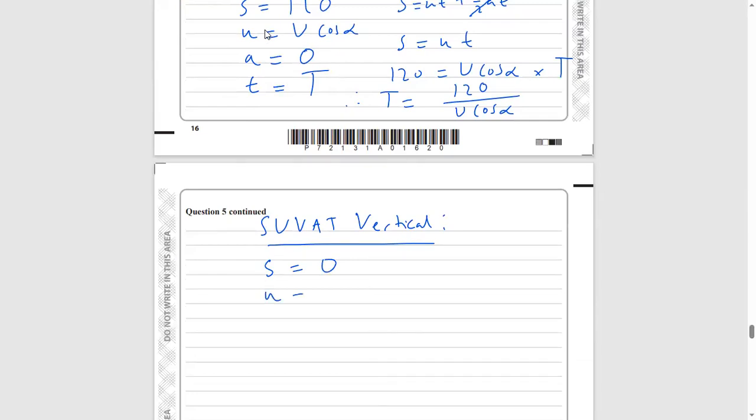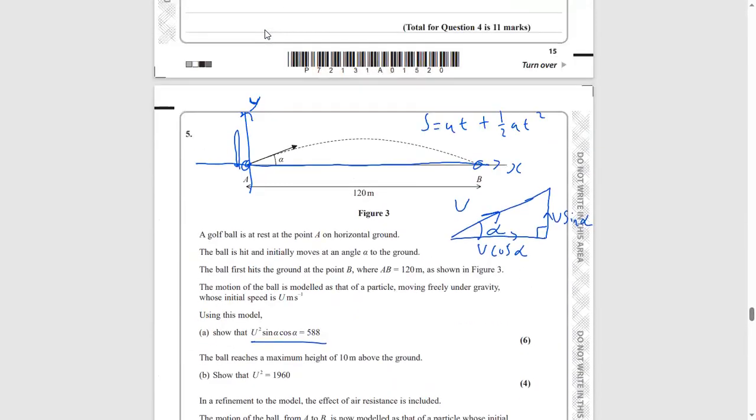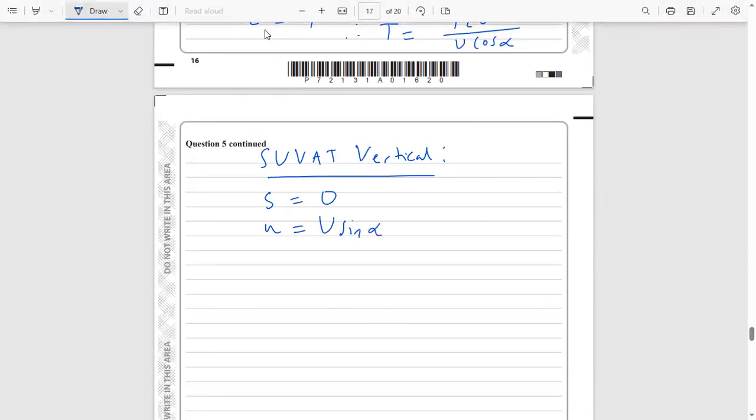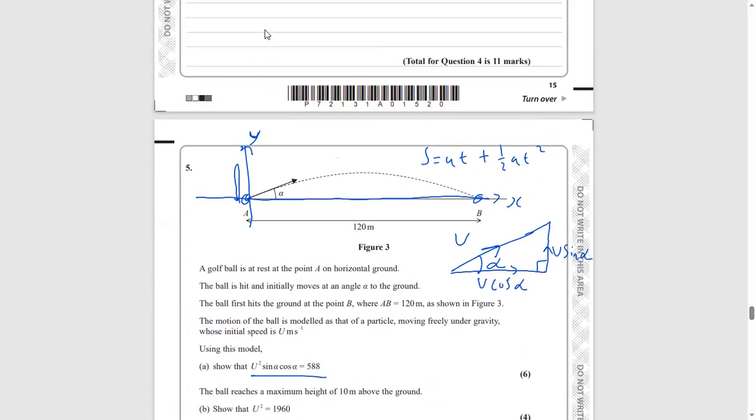Now, how about our initial speed? Looking back at our triangle, the initial speed in the vertical direction is U sine alpha, so capital U sine alpha. And then how about acceleration? We're going upwards, in the vertical direction, so our acceleration is negative g.